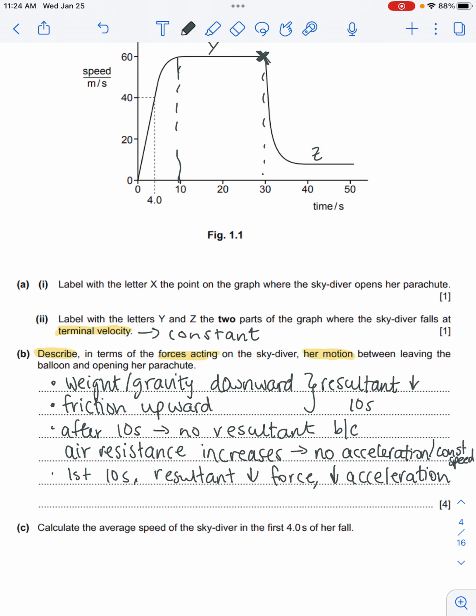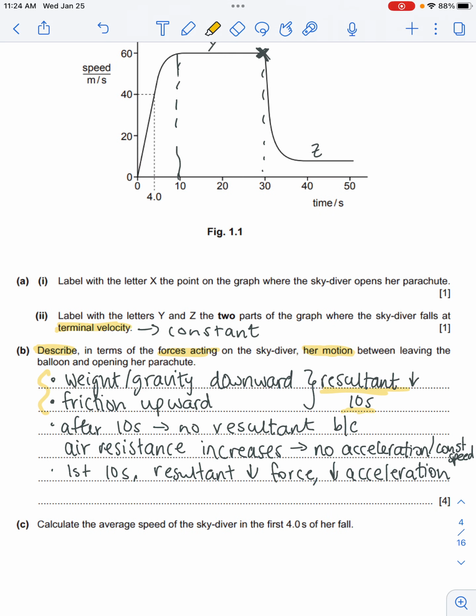2 marks come from discussing forces in the first 10 seconds and forces in the last 20 seconds, as well as talking about how those forces actually affect the motion. So it's making that link, right? Each of these force discussions has a tie to the motion. So when we're talking about the first 10 seconds, here we have our forces, here we have talk about the resultant. We have talk about when it happened and what the movement looks like during that time, which is the acceleration.